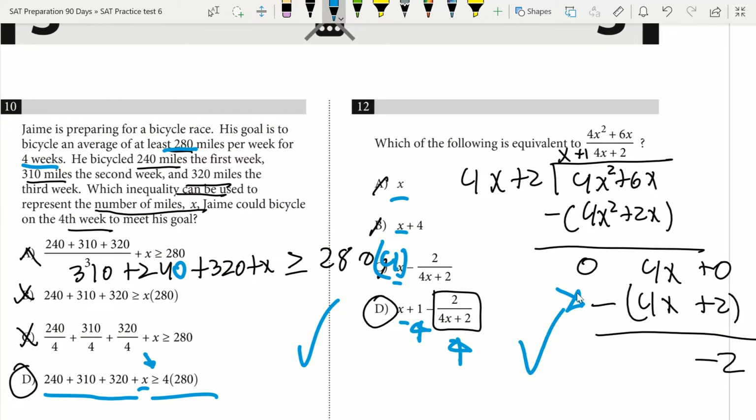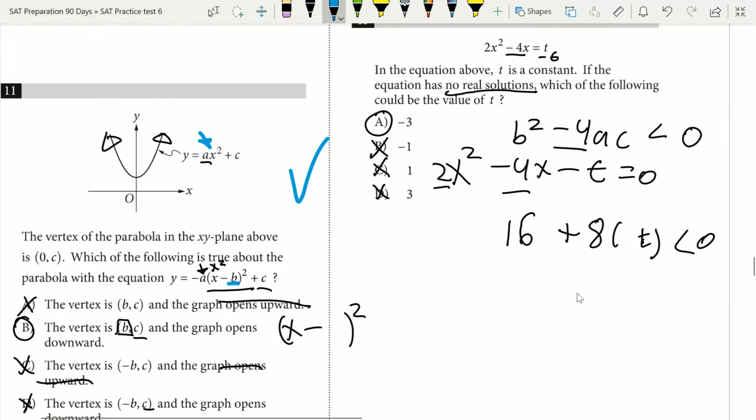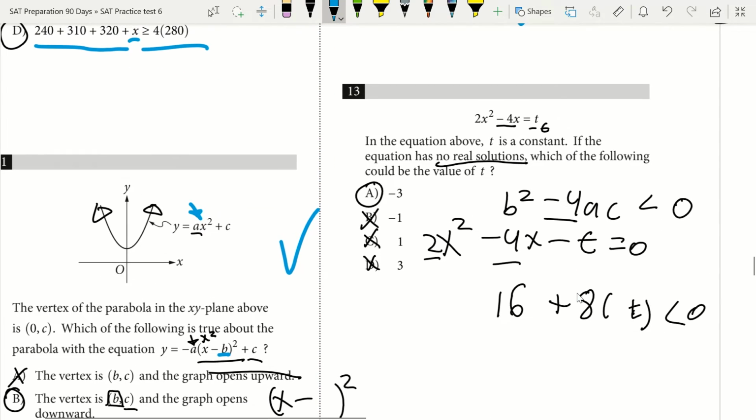D is correct. D is checked, or 12 is checked. Now we got 13. Okay, I've given this up here. It has no real solutions. That means b squared minus 4ac has got to be less than 0. It has to be negative.